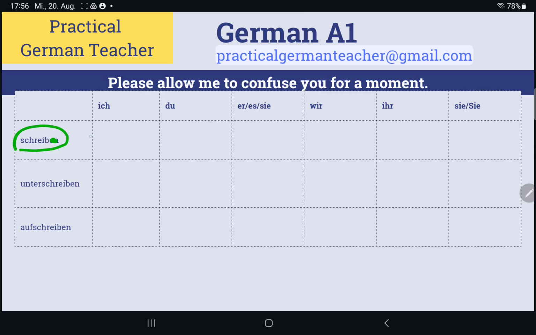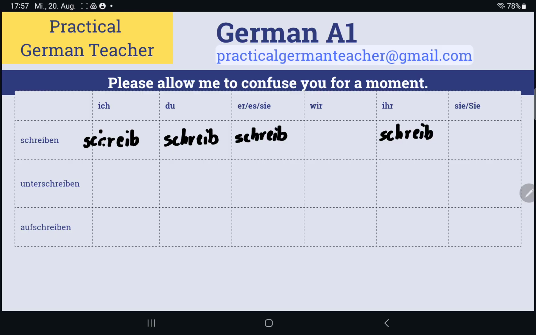If you use the logic, if you want to conjugate the verb schreiben, then you remove n and you write everything as it is. So you write schreib everywhere. Let me just do it with a different color. You will write schreib here, schreib here, also here schreib, and here also schreib. You removed n and you wrote whatever is left.